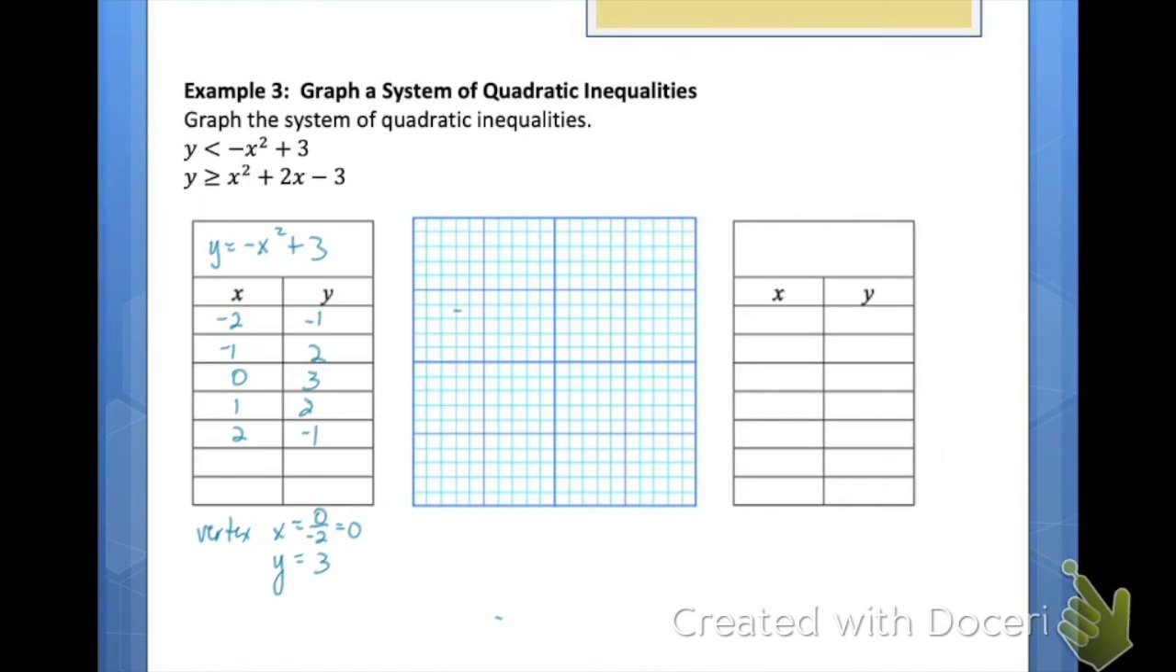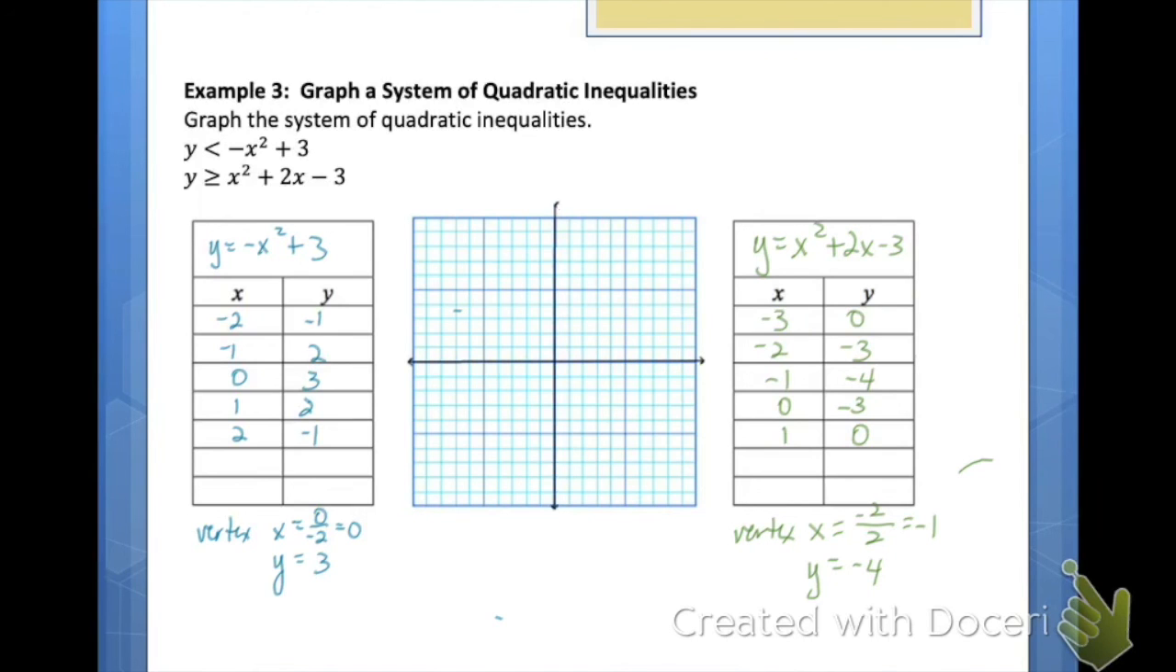Now I'm going to move over and get my table of values set for my other quadratic. Finding the vertex, x equals negative 1 and y equals, plugging that in, negative 4. So that's my vertex. And then I'm going to find x values around that. Now when I go to graph, moving over to the quadratic on the left again, I notice that its y is just less than negative x squared plus 3. So that means I'm going to use a dashed curve.